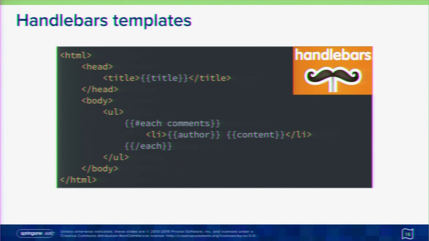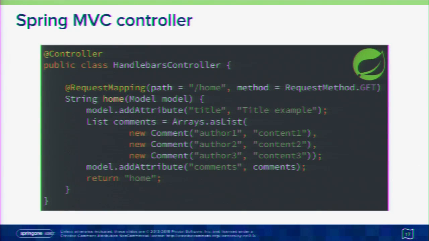So here is a simple example of a Handlebars template that we are going to render with Spring MVC. It expands the title value and iterates over the comment list to display each comment's author and content. This is the Spring MVC controller that we are going to use. As you can see, this has nothing specific to the script templating technology. This is a regular Spring MVC controller like you have with Thymeleaf, Velocity, or FreeMarker support. We have a home method with a model parameter where we add the title and the comment attributes, and we return the home view name to specify what template to render.